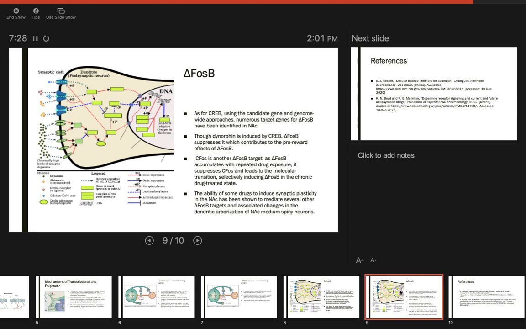The ability of some drugs to induce synaptic plasticity in the NAc has been shown to be mediated by several other delta FOSB targets and associated changes in the dendritic arborization of NAc medium spiny neurons.